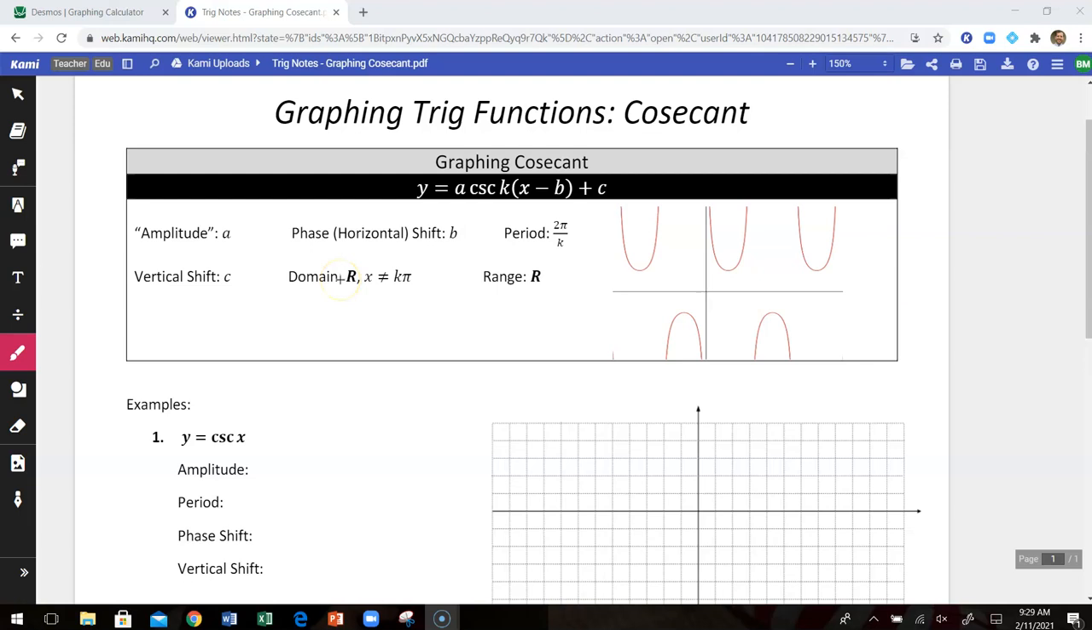The domain is all real numbers except x cannot equal any multiple of pi. So with cosecant, going from 0, the first vertical asymptote is going to happen at pi. And then any whole multiple of pi, 2 pi, 3 pi, 0 pi, negative 1 pi, there will be a vertical asymptote in this graph.